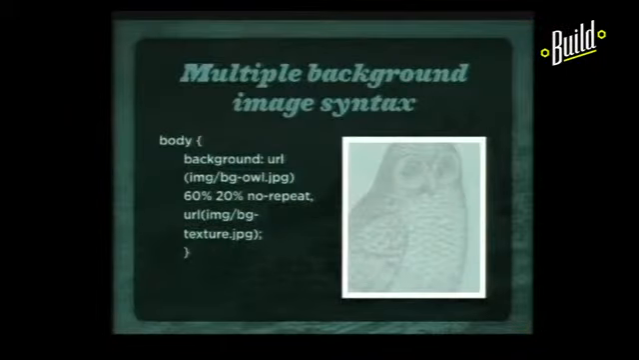The syntax for multiple background images is pretty simple. It's basically the same as the background image syntax we use now, but with comma-separated images. So here, if I was going to put like an engraved picture of an owl behind my content, this is how I might do it.